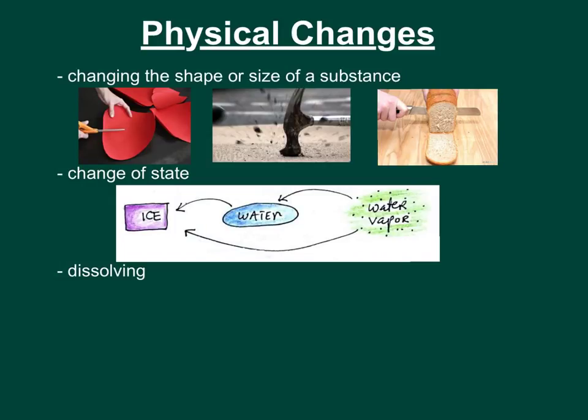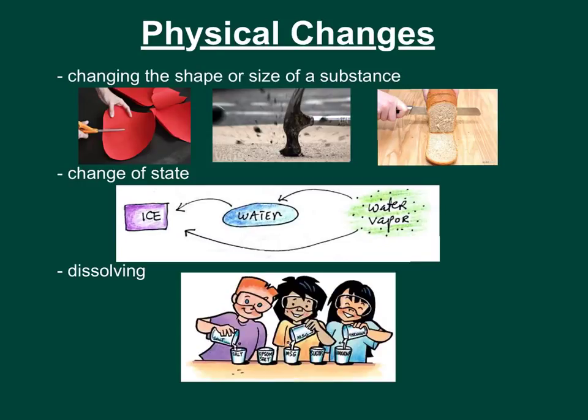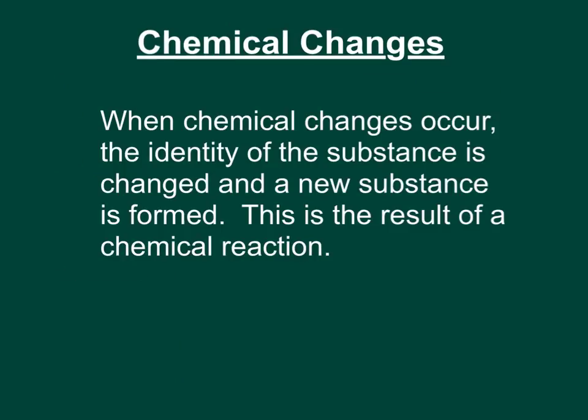All changes of state are also physical changes, so any change from a solid to a liquid, liquid to gas, gas to liquid, liquid to solid, all of those are examples of physical changes. And finally, any type of dissolving would also be considered a type of physical change. When you dissolve salt in water or sugar in water, dissolving those substances is just an example of a physical change.